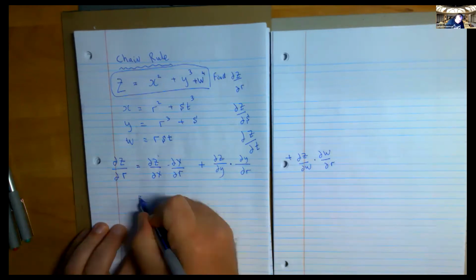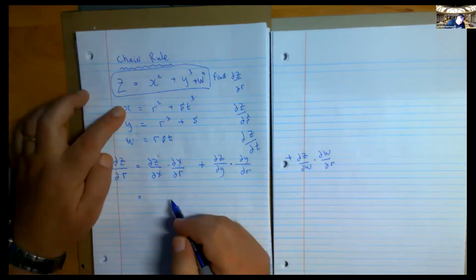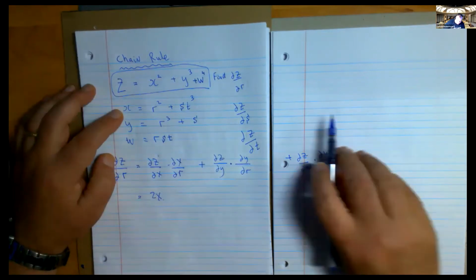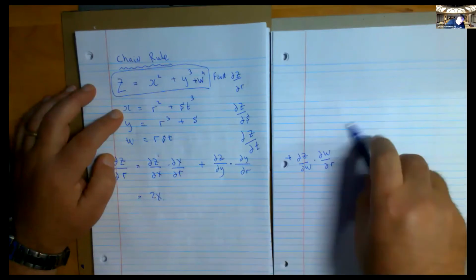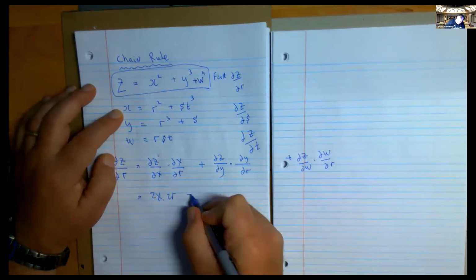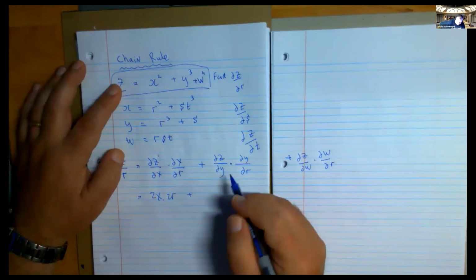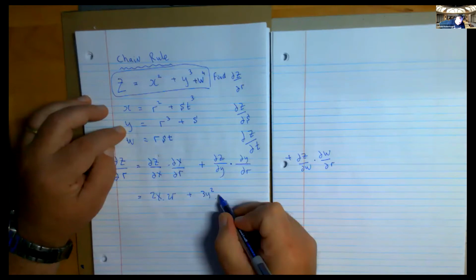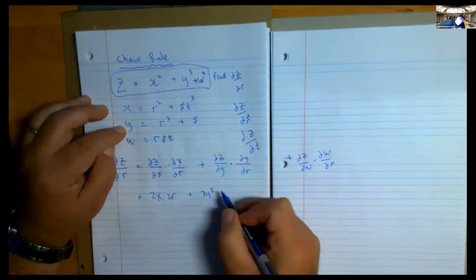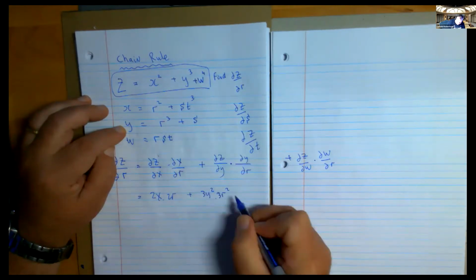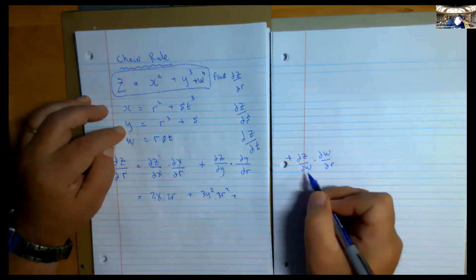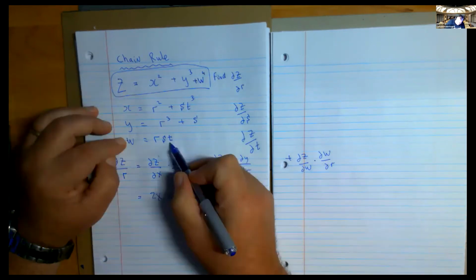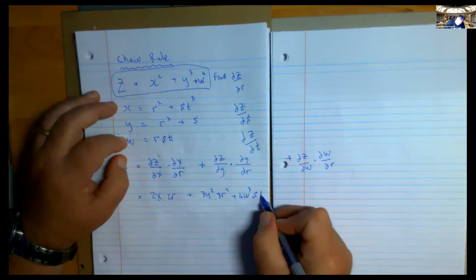Well, let's see what the pieces are. If you differentiate this with respect to x, you get 2x. And if you differentiate x with respect to r, you get 2r. If you do this with respect to y, you get 3y squared. And the derivative of y with respect to r, you get 3r squared. And then this term, you get 4w cubed. And then differentiate w with respect to r, you get st.